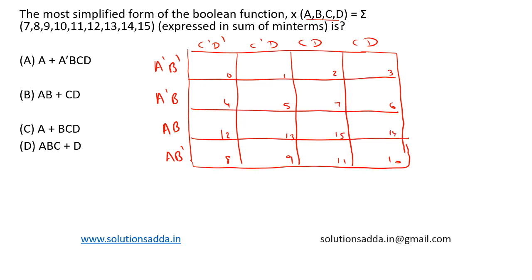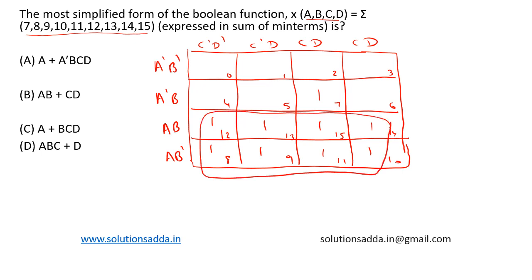Now let's fill these cells with 1 as it is expressed in the sum of minterms. We have 7, 8, 9, 10, 11, 12, 13, 14, 15. Now let's try to solve it. This would be the largest possible group and this would be the other possible grouping.